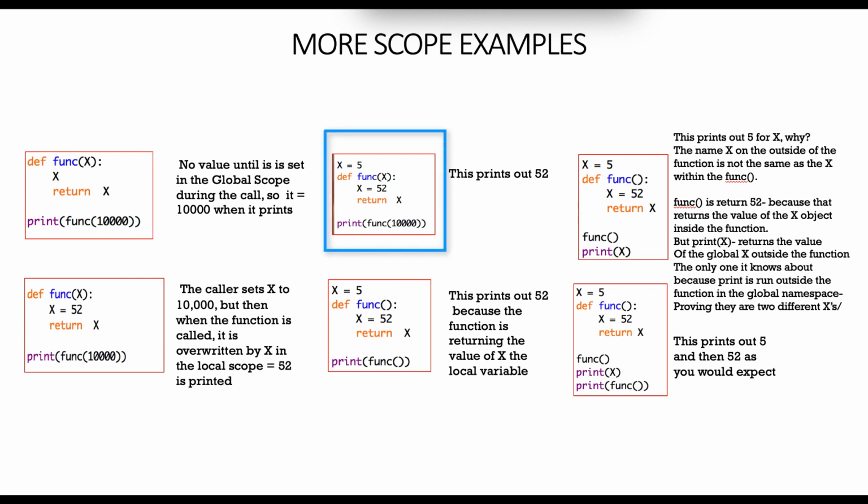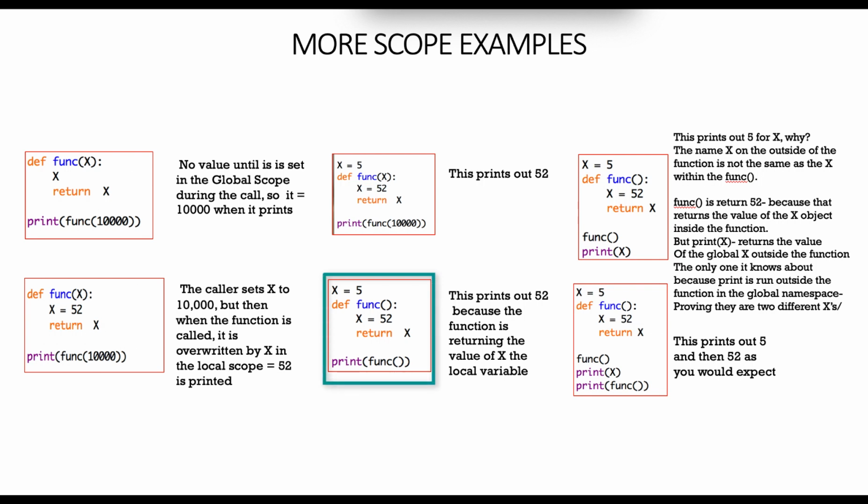Let's go to the middle top. This has x equals 5 in the global space, and then our same function with x equals 52. We return x. So func sets 10,000 to be x. However, when it prints out, once again, 52 wins for the same reason we just said before. 52 is in the local space. 10,000 is in the global space. The one below it also prints 52. This time we don't pass anything in, but it's not going to see x in the global space. It's going to see x equals 52 in the local space. So that's what prints out there.